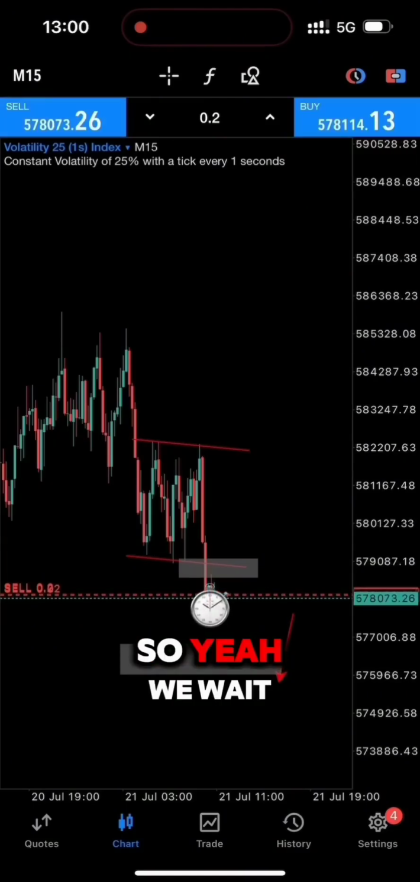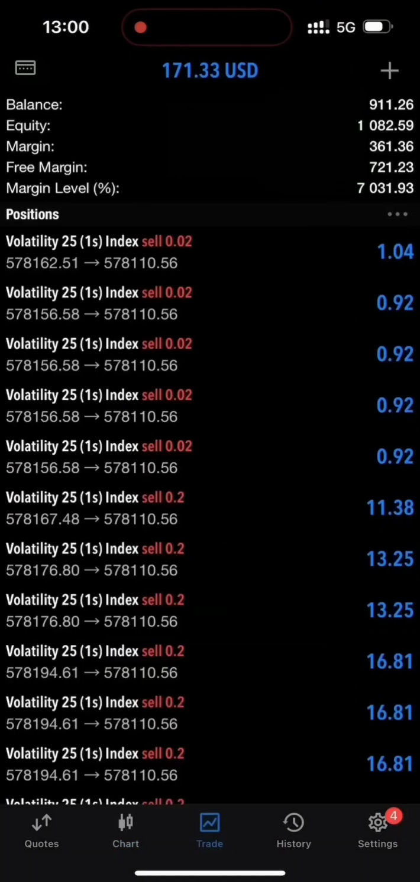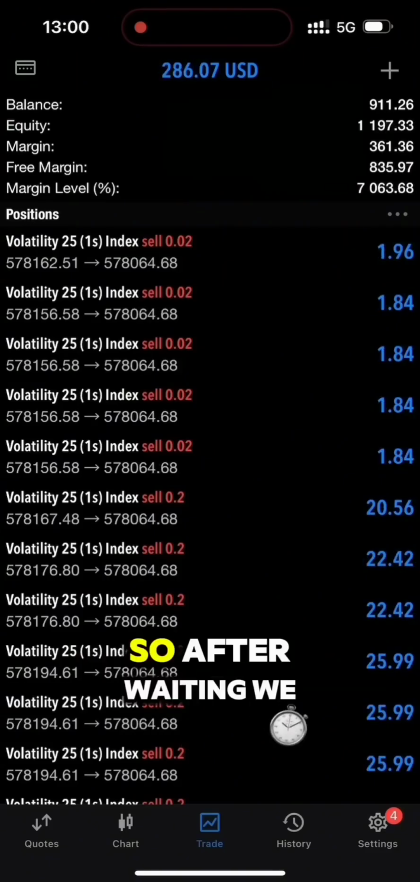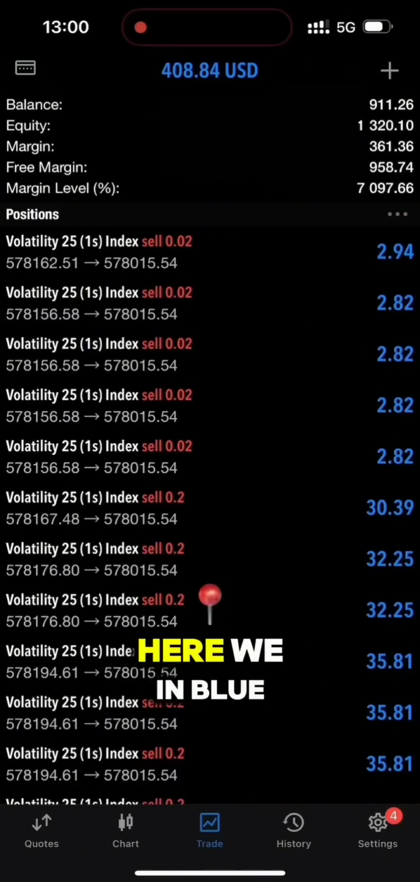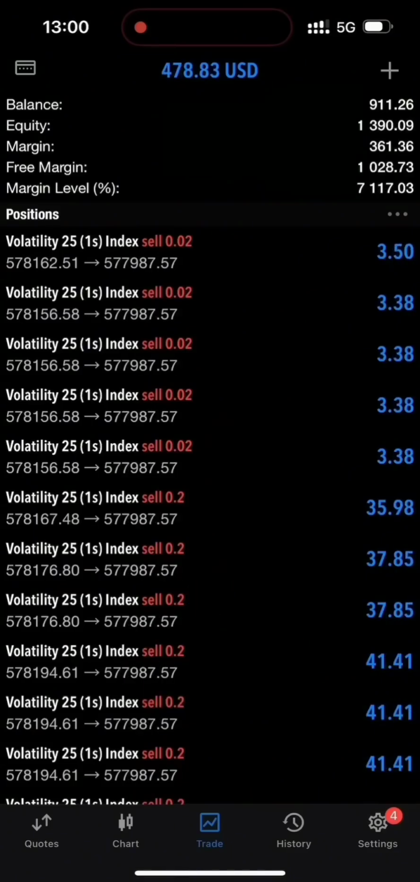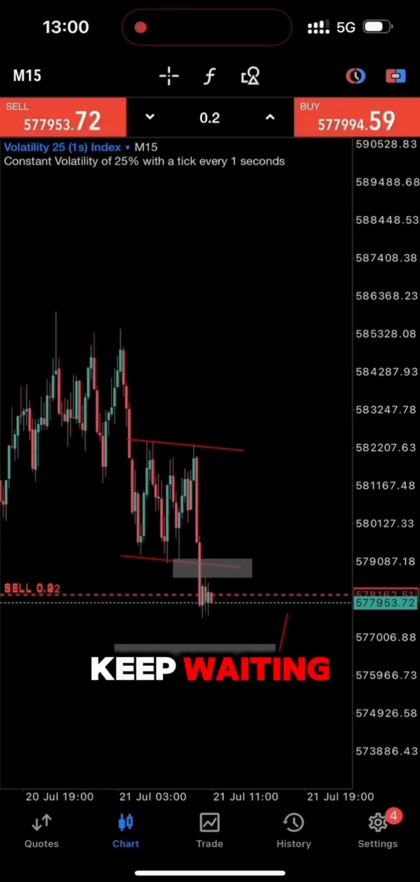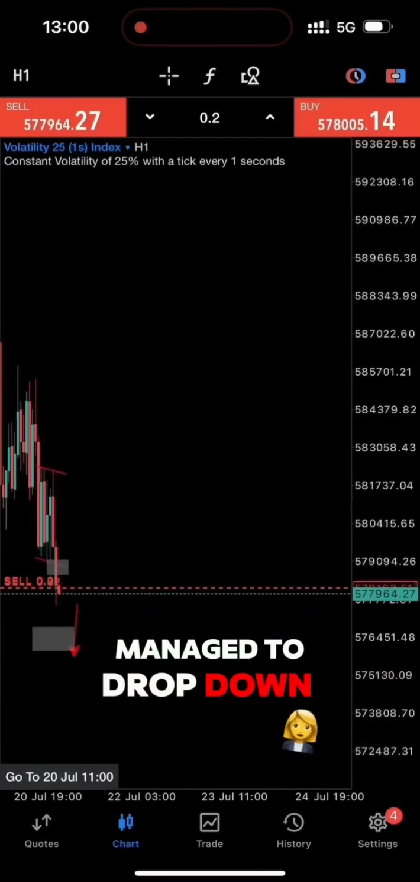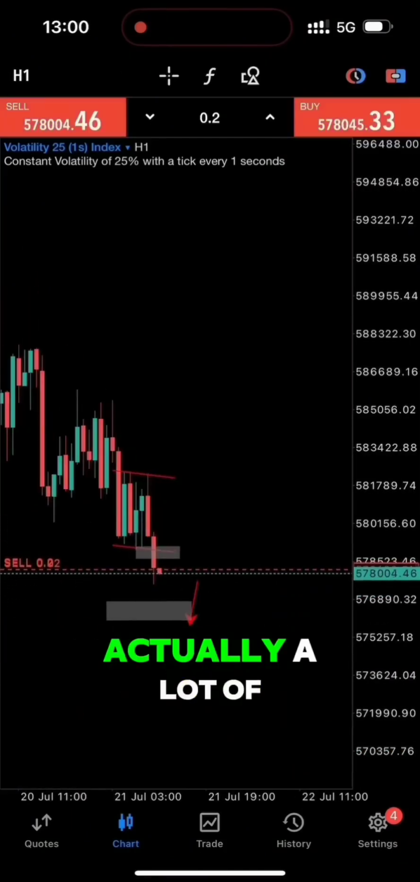So yeah, we wait after putting our positions. Obviously we wait for the results, right? So after waiting, we also land in blue. Here we're in blue, so we keep waiting. It's going in our favor. So if it manages to drop down there, it means we will accumulate a lot of it, actually a lot of it.